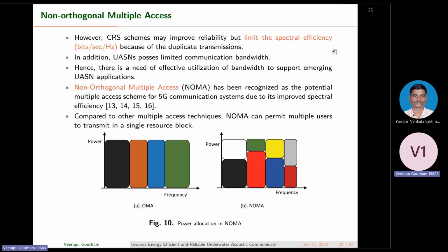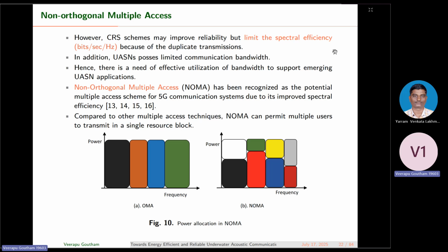In orthogonal multiple access, for each resource block, either frequency or time, we are allocating only one user. Consider the resource block as a frequency. In each frequency band, we are using only one user. Here also one user, here also one user. In that frequency, there are no interfering signals.